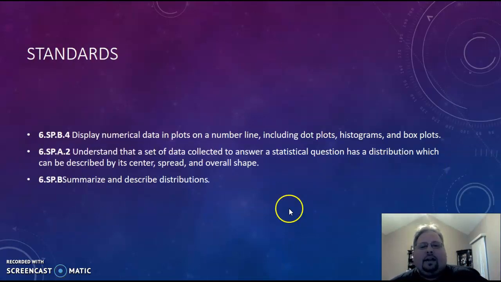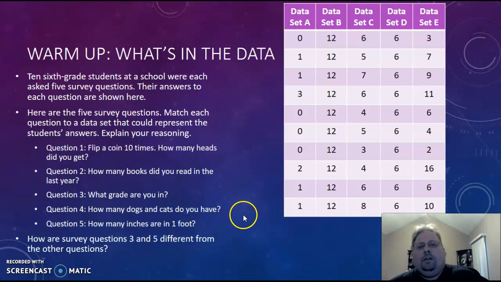Our standards for today are listed here, which basically link right to our learning targets. In your warm-up today, you had these five data sets, and it says 10 sixth grade students at school were each asked 5 survey questions. Their answers to each question are shown here. And we have these 5 questions. You have to match these 5 questions with what it should look like over here with the data set.